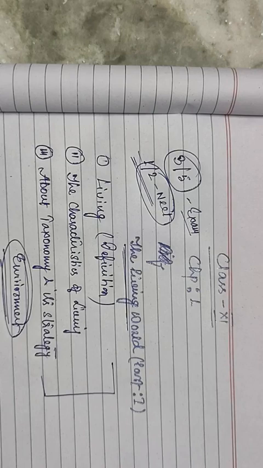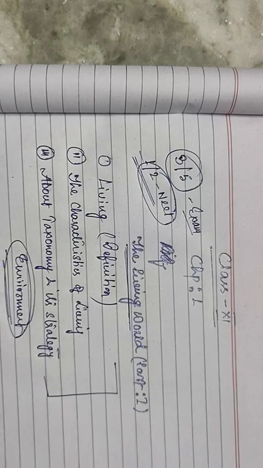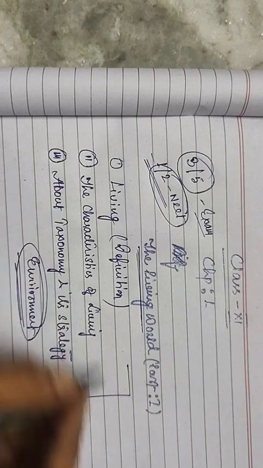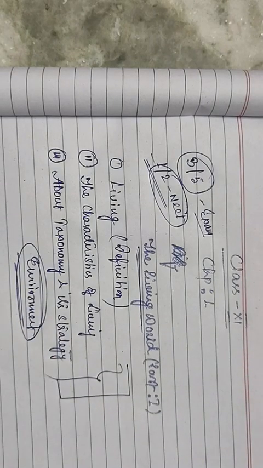In this chapter, first three things you have to know. These three are the main topics in this portion. The first one is the living: what is the definition of living? Second, the characteristics of the living, and the third, about taxonomy and its strategy.